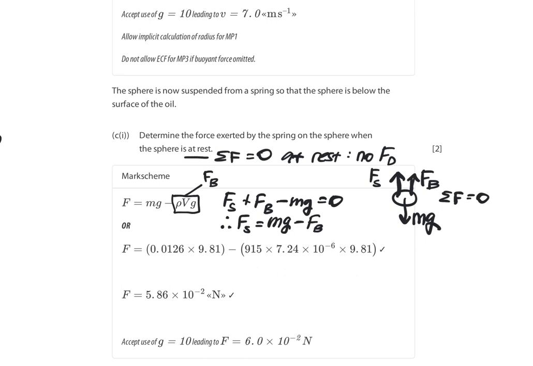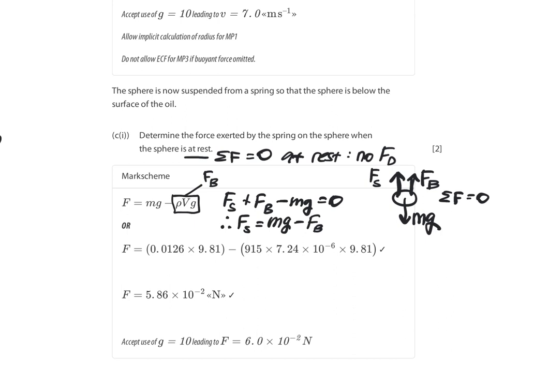Again, the mark scheme lays it out nicely. So we have the force of the spring plus the buoyant force going up minus the weight going down equals 0. Therefore, the force of the spring is the weight minus the buoyant force. We know from the data booklet that the buoyant force is the density of the fluid times the volume of the fluid displaced times g, hence the mg minus rho Vg that it shows there in the mark scheme.